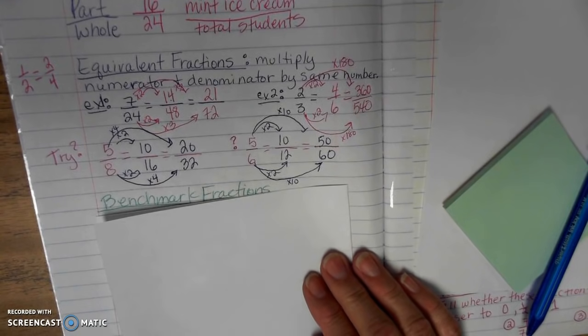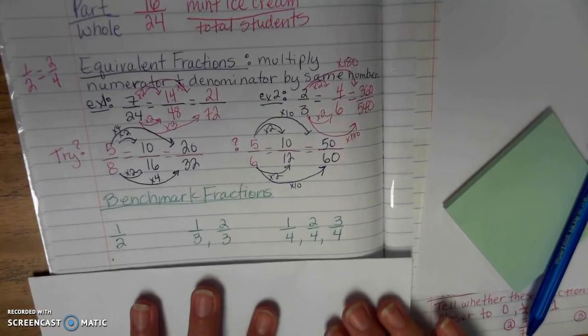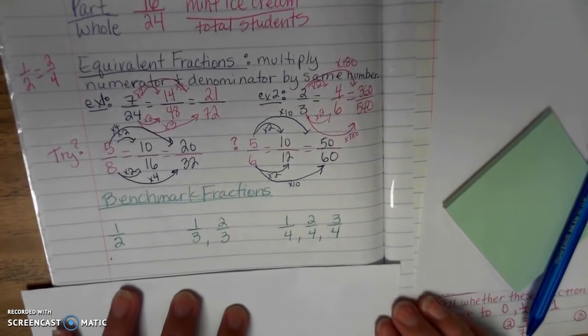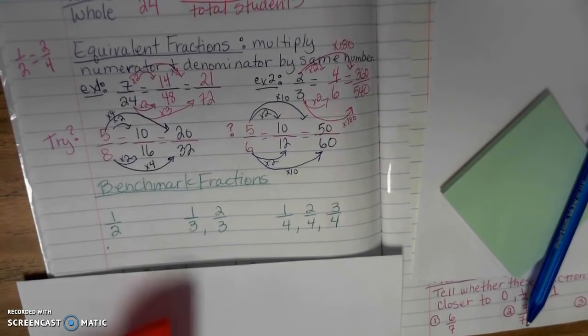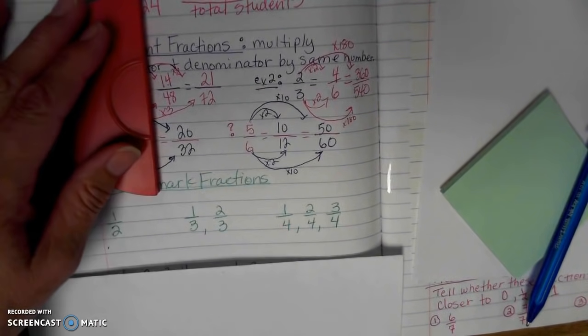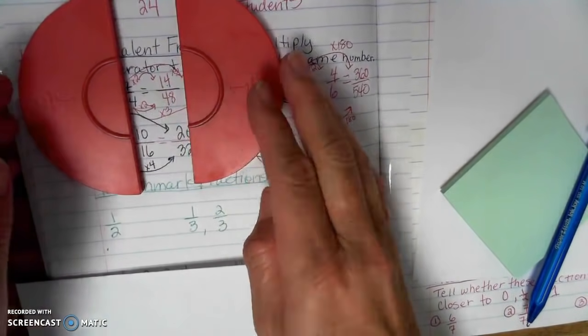All right, so now we're going to talk about benchmark fractions. These are those fractions that you know, like 1/2. What are some other benchmark fractions? 1/3 when we break a whole into thirds, or we break a whole into fourths. So let's look at these first 3. So our first one we want to talk about is 1/2. So we know that's talking about 1 part out of 2 total. So here we have 1 part out of 2 total. Okay, so this is a half and this is a half.